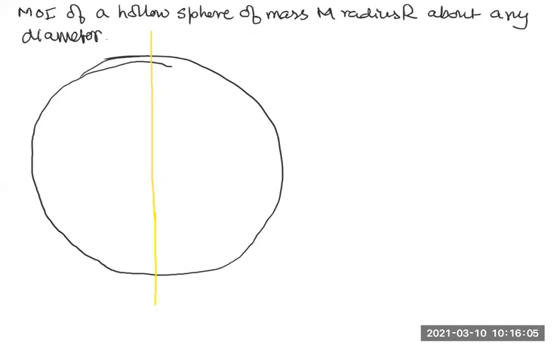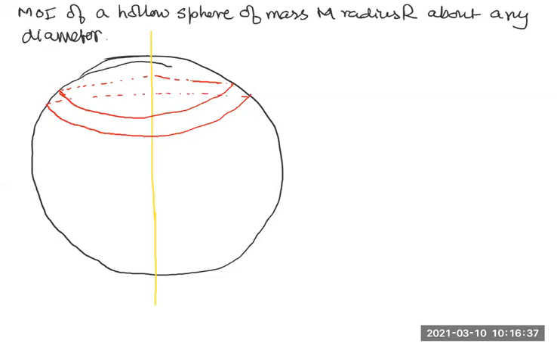A hollow sphere is basically a ring. Out of the infinitely many rings that make up this hollow sphere, is this ring. And then I will say that look, from the horizontal, this angle is theta, therefore this angle is d theta. Therefore, the thickness of the ring will be equal to r d theta.